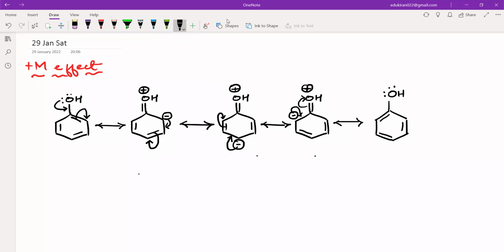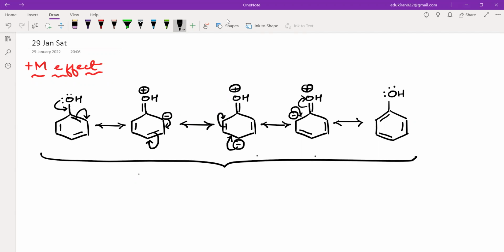So we started with a lone pair on oxygen. We will have to make resonating structures in the same direction. So we started clockwise. We went completely clockwise and we did the complete delocalization of the electron. And the electron is back to OH negative. That means these are the possible resonating structures for phenol, right? This is phenol. And the resonance hybrid will be something like this.